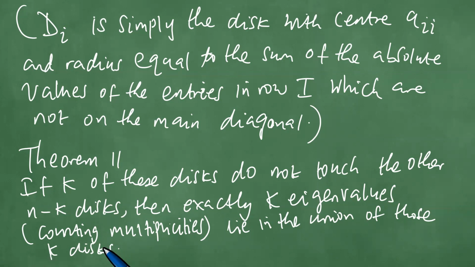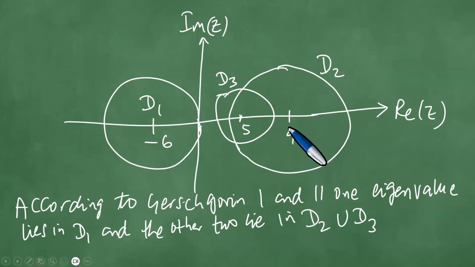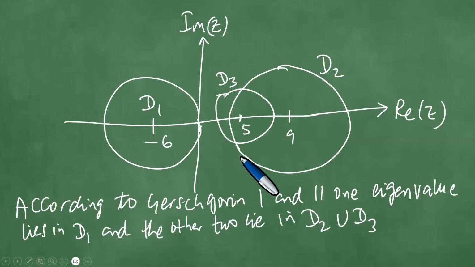Okay, so in other words, you have those eigenvalues that lie in the union. And obviously you can see that in these disks here, you have those two eigenvalues. What are the eigenvalues? The ones for lambda equals 3 and 9. You can see that 9 is here and 3 is there and they are in the disks, but minus 4 is a number that is there, so that minus 4 would lie in disk 1. But what is the point of this? What is the essence of this?